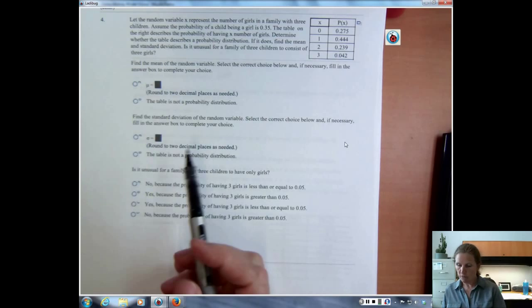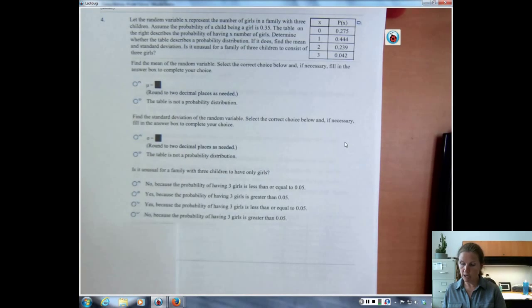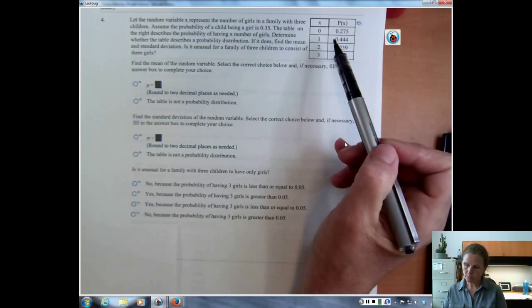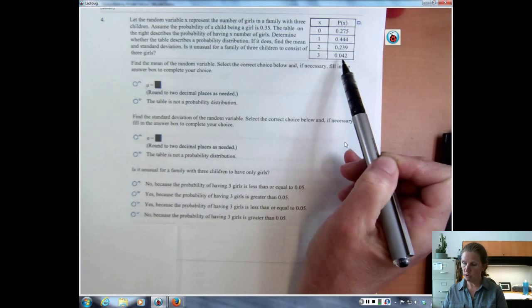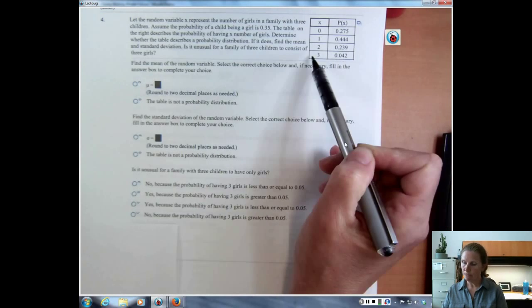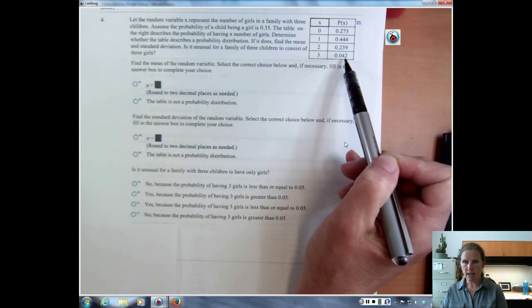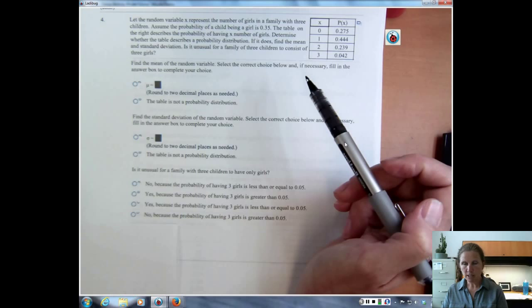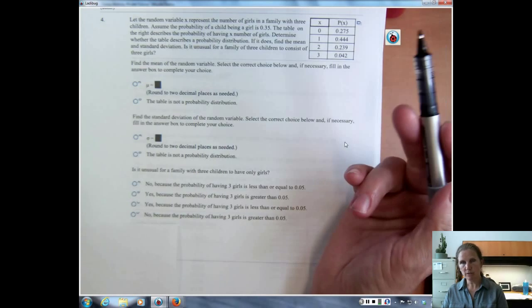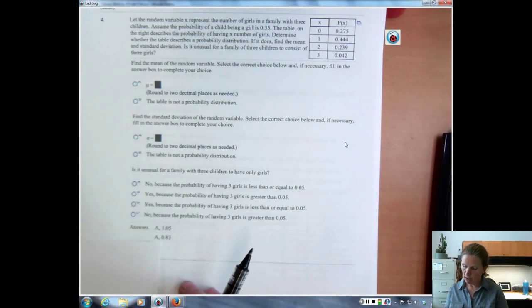The third part of this: is it unusual for a family with 3 children to have only girls? Well, if you have 3 girls, that means you didn't have any boys, right? So there's 3 girls in this family, and it's 0.04 probability of that happening. If your probability is less than 5%, then we say it's unusual. If it's 5% or more, it's not unusual. 5% is the cutoff, actually.